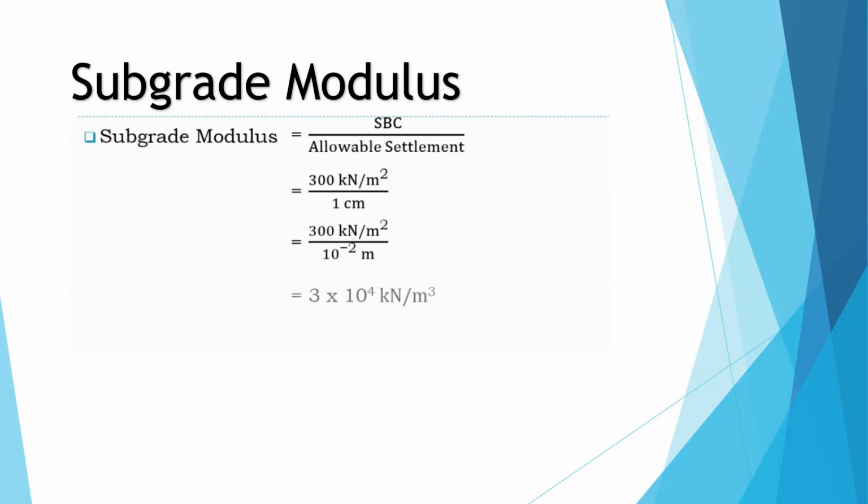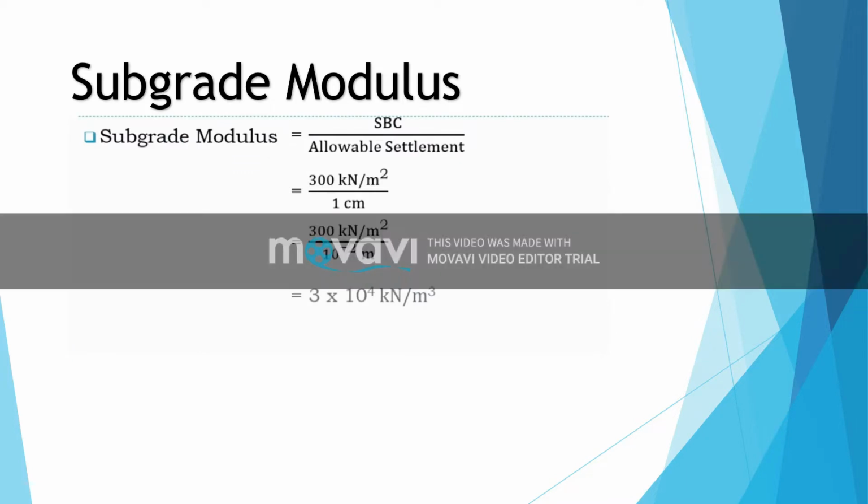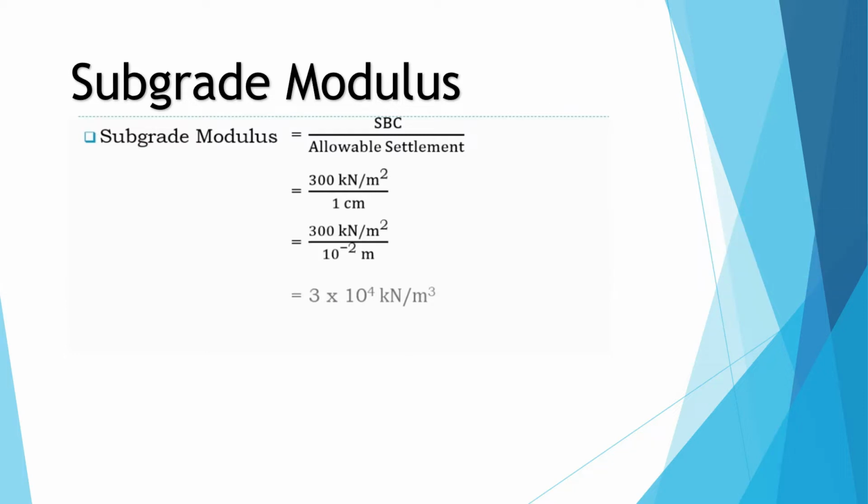Now let us calculate the subgrade modulus. The subgrade modulus is equal to the safe bearing capacity divided by the allowable settlement. Here, the safe bearing capacity is equal to 300 kN per meter square and the allowable settlement is 1 centimeter. Hence, the subgrade modulus comes out to be 3 × 10^4 kN per meter cube.